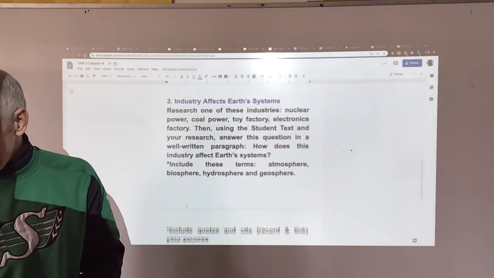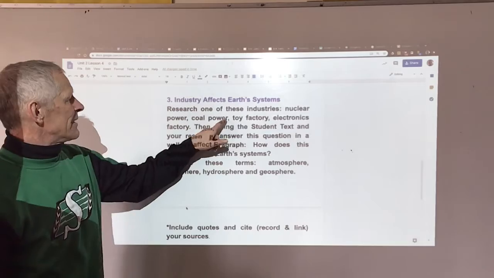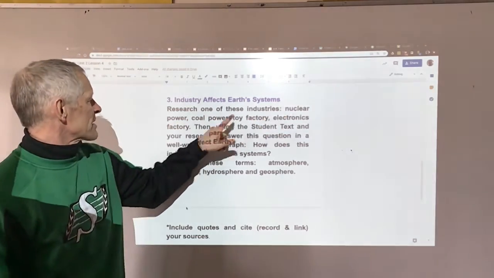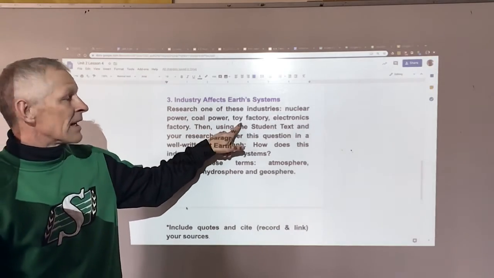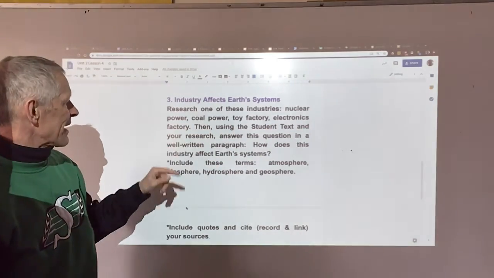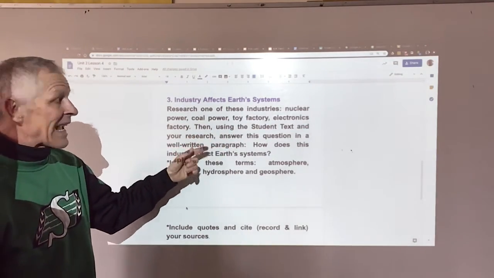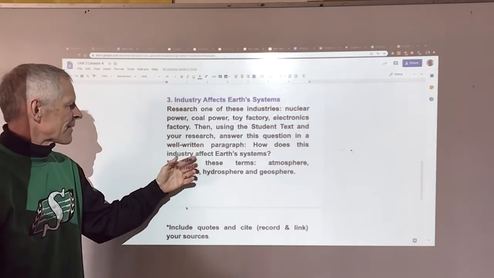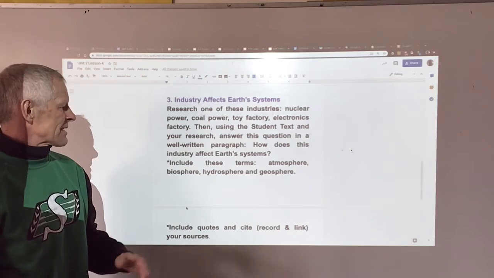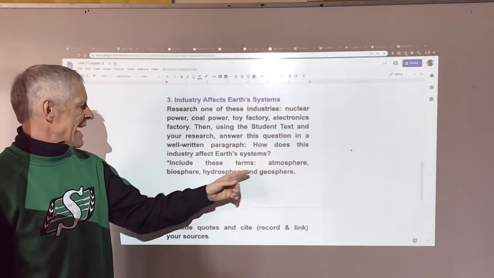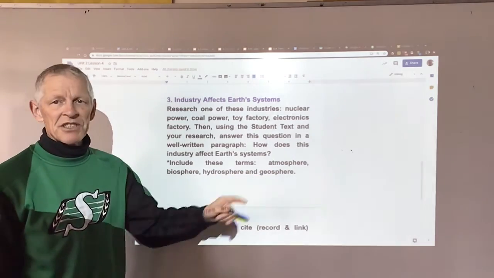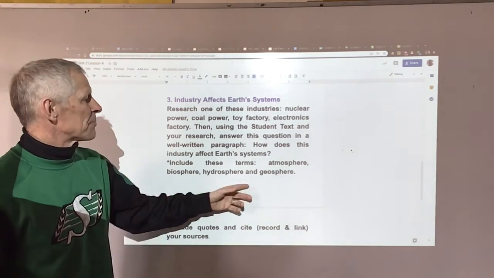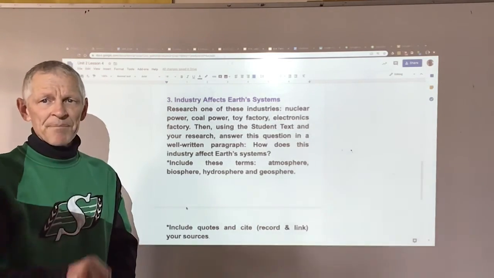Then the next one, industry affects that one. In this one, you get to choose one, research one of these topics: nuclear power, coal power, a toy factory, electronics factory. Then using the student text and your research, answer the questions in well-written paragraph. How does industry affect Earth systems? Again, you have to use atmosphere, biosphere, hydrosphere, and geosphere in your answer. Probably not all of those, but you'll probably use at least 2 of them, okay?